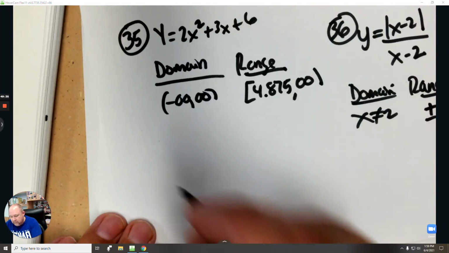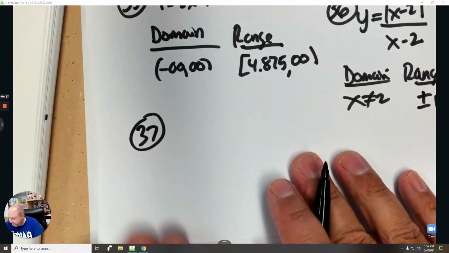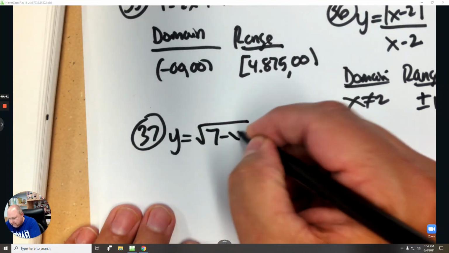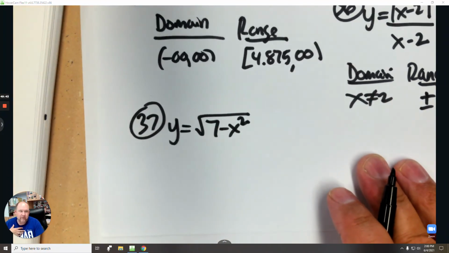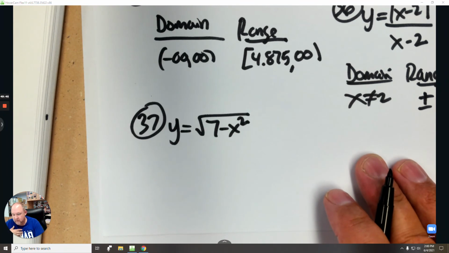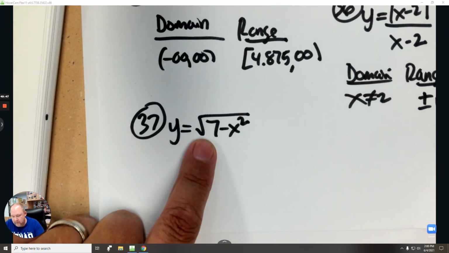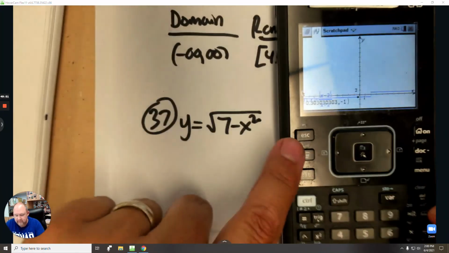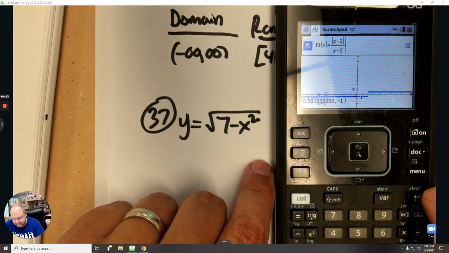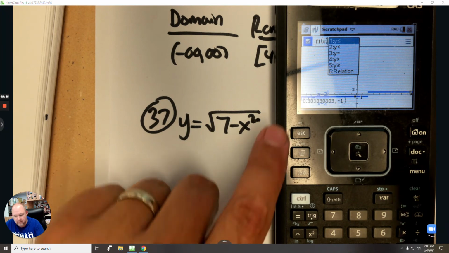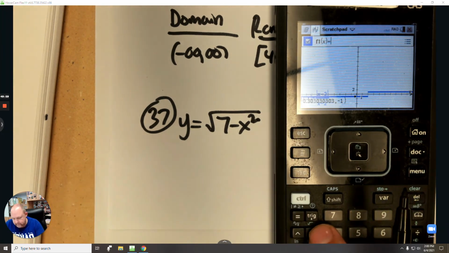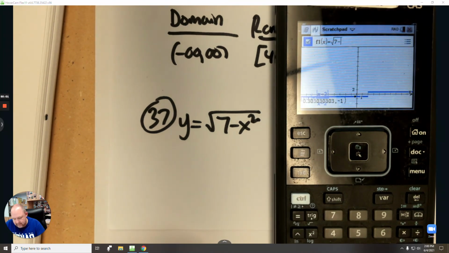37, last one. We got this. Y equals the square root of 7 minus x squared. There's different ways to do the domain and range here. If we did it off the calculator, let's look at it. Press Tab. You can erase what we did before. It's the square root of 7 subtract x squared.